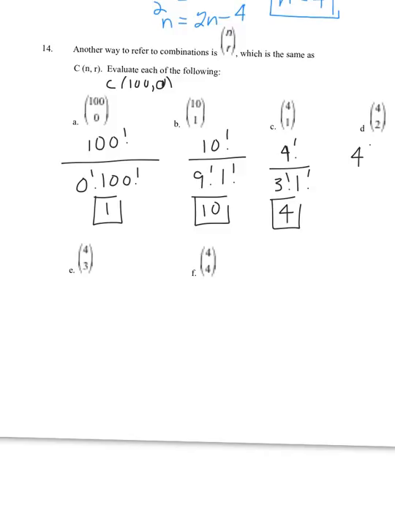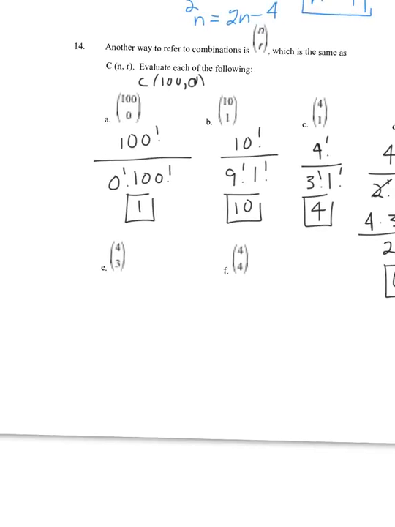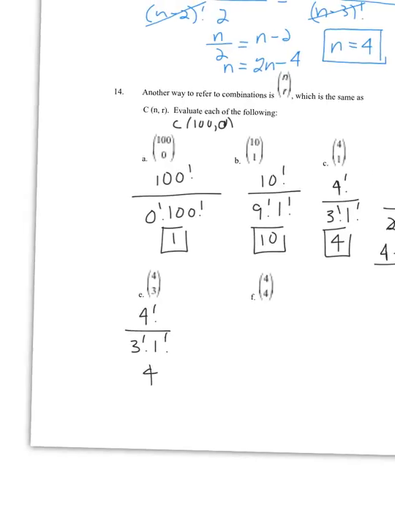4 choose 2 is 4 factorial over 2 factorial, 2 factorial. And I know the top can be written as 4 times 3 times 2 factorial. And in the bottom we just have a 2, right? This cancels out. So this is just going to give us a final answer of 6. And for question E, this is going to give us 4 factorial over 3 factorial, 1 factorial, which is just going to give us a 4. And 4 choose 4 is 4 factorial over 0 factorial, 4 factorial, which is just a 1.